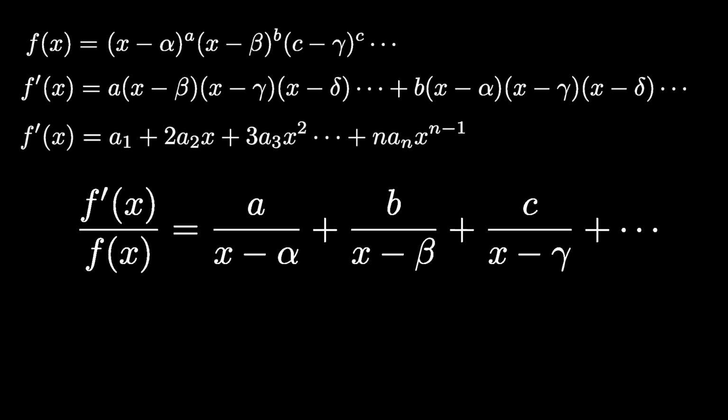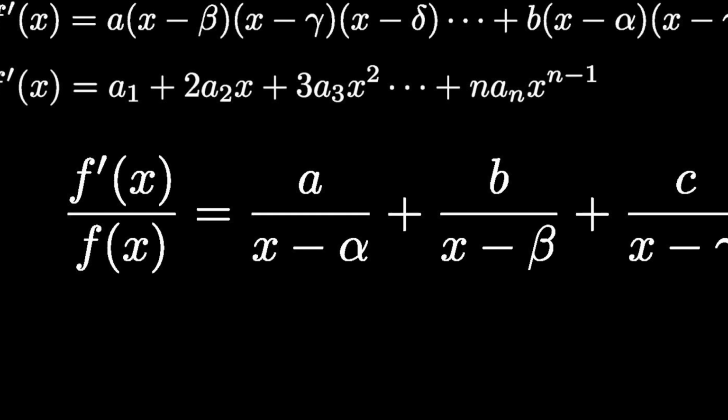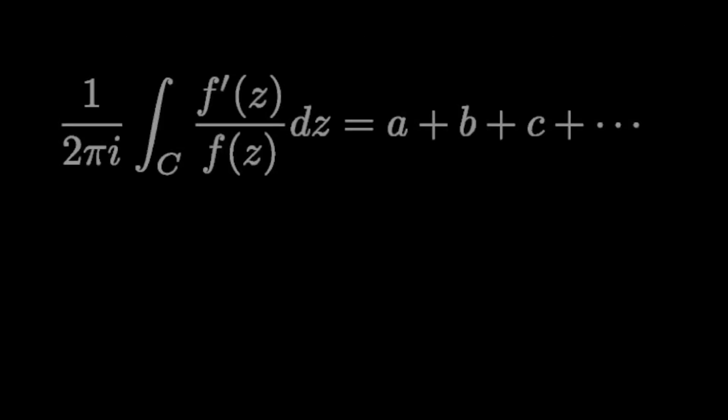What would really be nice is if we could get rid of the denominators on the right-hand side of this expression. And if it's not immediately jumping out at you, it really should. We can use the residue theorem. All we have to do is integrate f prime divided by f along a closed curve C in the complex plane, and then divide by 2 pi i. Let's see a picture of what's going on here.